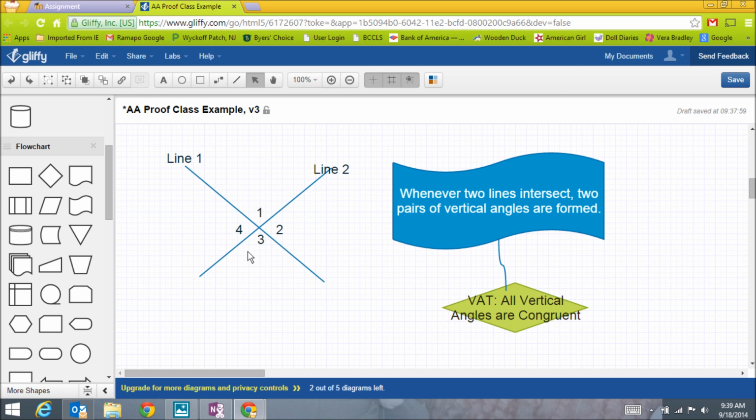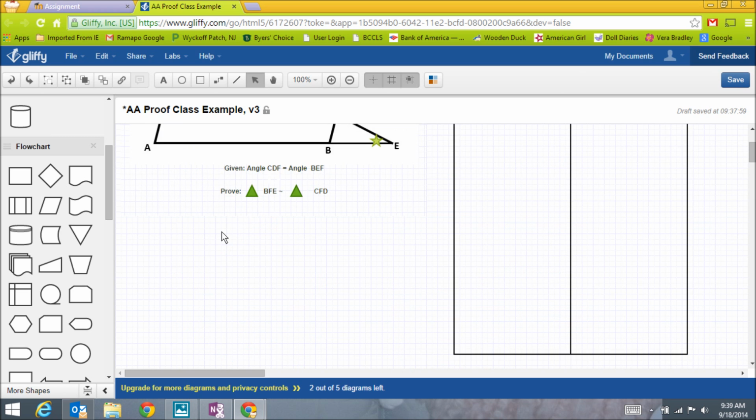So angles 1 and 3 are vertical to one another, and angles 2 and 4 are vertical to one another. We had learned the definition of vertical angles. We also had learned a theorem that we abbreviated VAT, or the vertical angle theorem, and that stated that all vertical angles are congruent. Now let's see how this is going to help us with our proof.